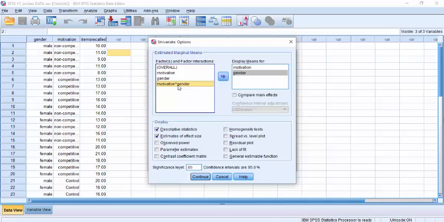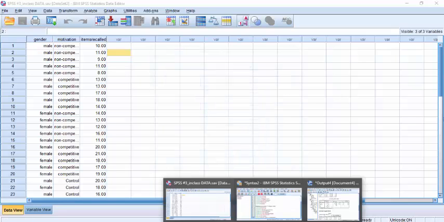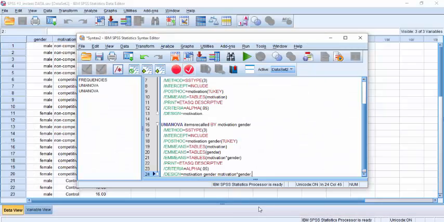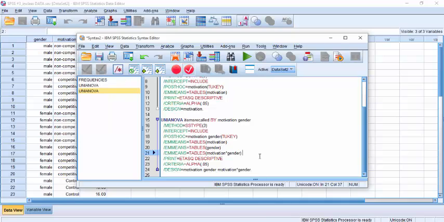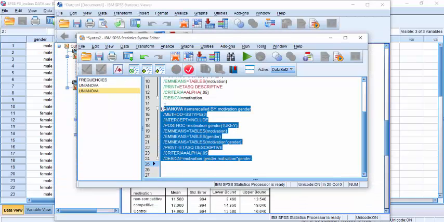So IV1 times IV2. And we have all of our other options selected. Going to go to continue and paste. Then we head back to our syntax and see here that our options are clear in our syntax. So we're going to go ahead and highlight and run.